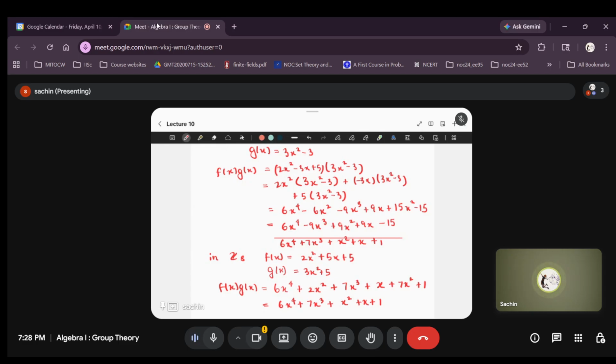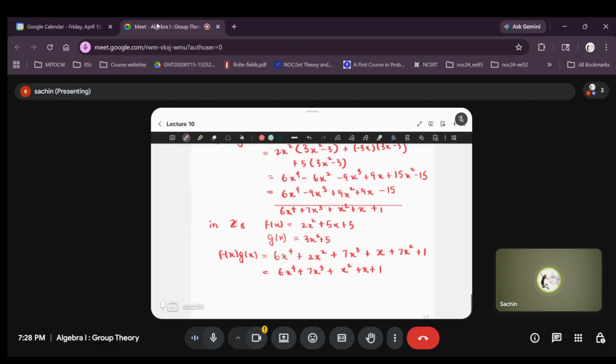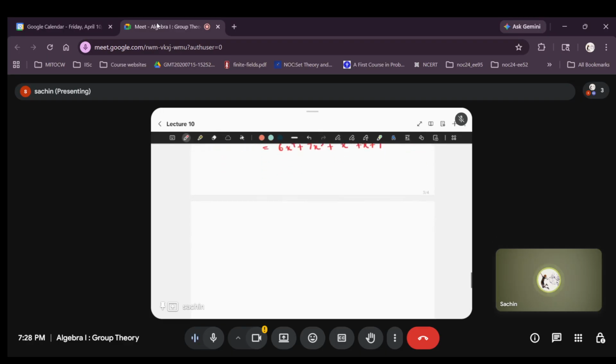Instead of Z8, if you have some other ring, then again, same as multiplication of polynomials that we have seen in real numbers, multiplication and addition. But when you're dealing with the coefficients, you have to do the operations from the ring from which the coefficients come from.